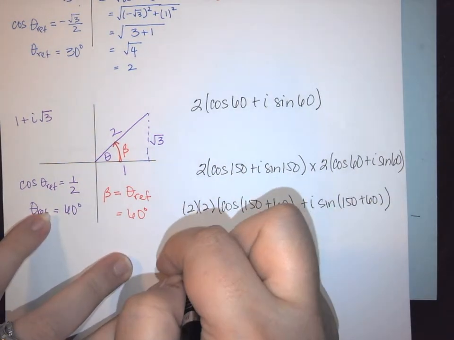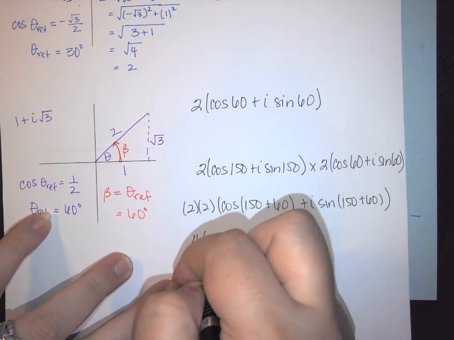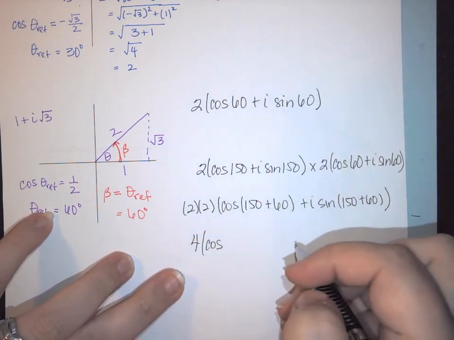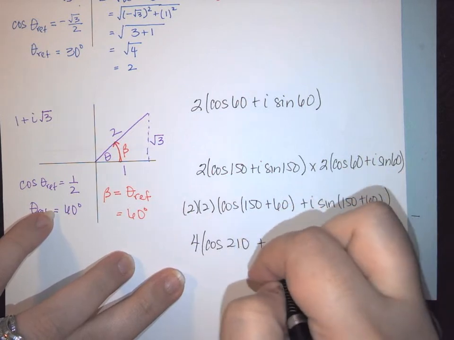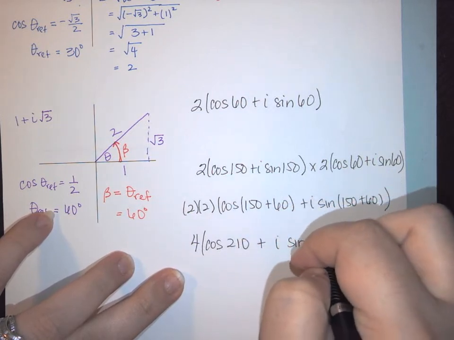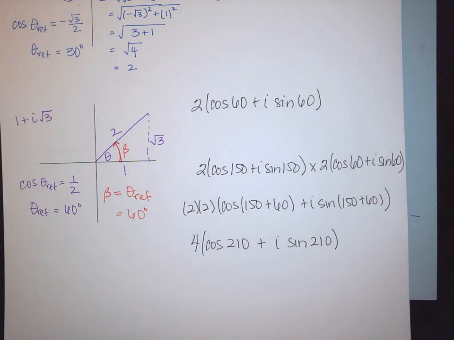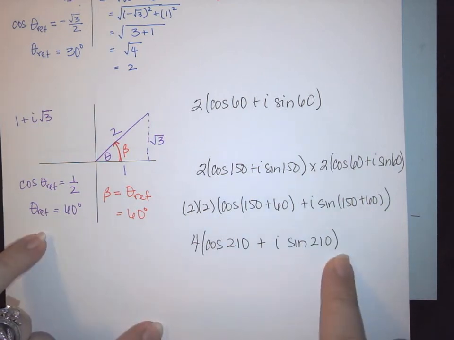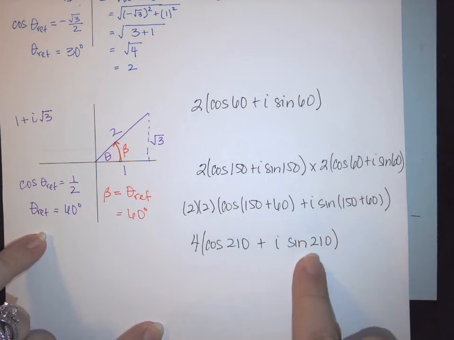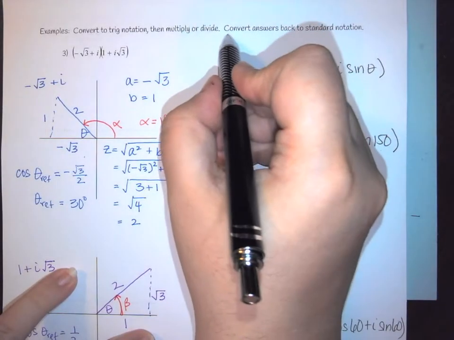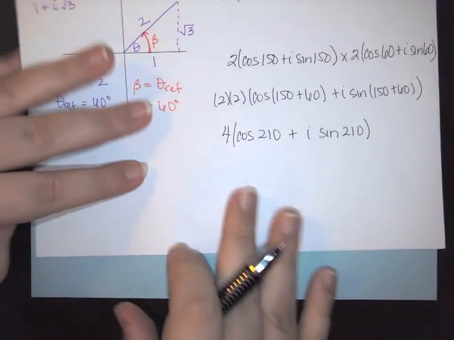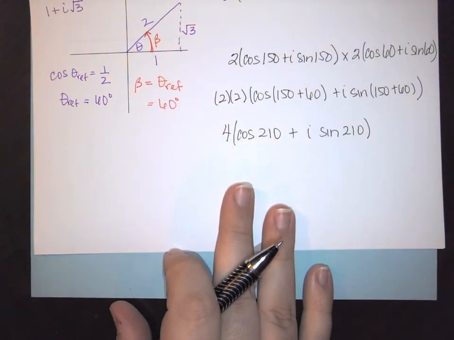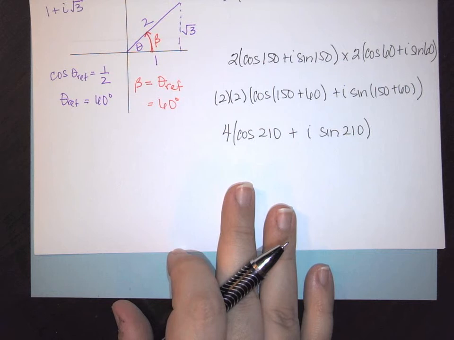Simplify everything and we get 4 times the cosine of 210 plus I sine of 210. Now that's just the beginning. This was just simply combining it together. Once we get to this, we have to finish the problem, and the problem says that you need to convert back to standard notation. So we have to take what we just found and now we need to go backwards.